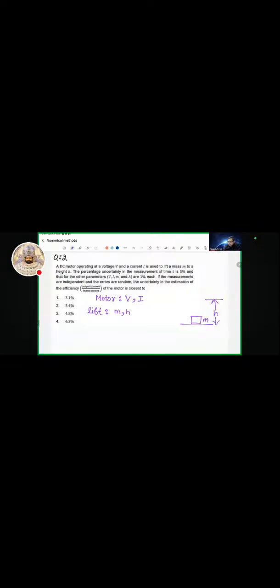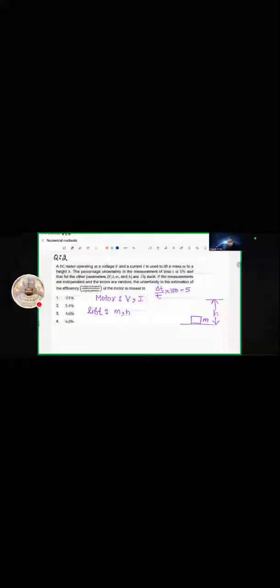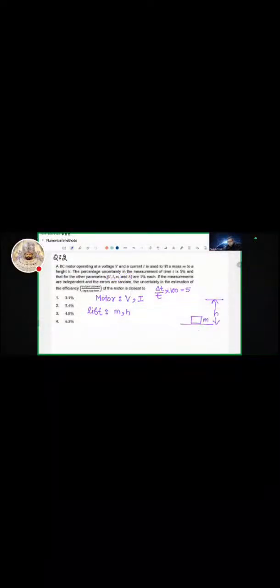Percentage error in the measurement of time. How do you write it? Delta T by T into 100 is equal to 5%. And the percentage error in other parameters. What are the other parameters? Current, mass, height. In them, percentage error is 1%. Similarly, delta M by M into 100 is 1, delta H by H into 100 is 1, delta I by I into 100 is 1.